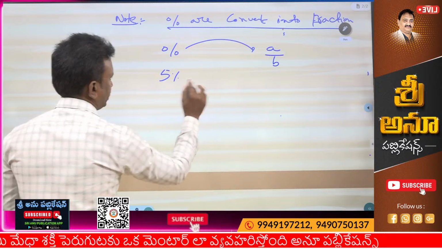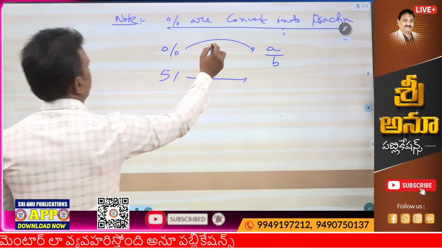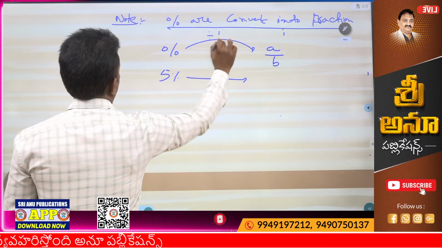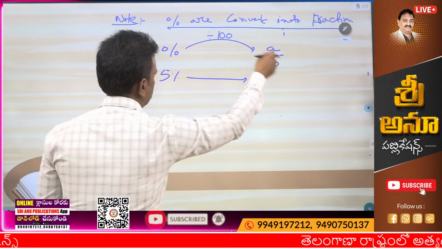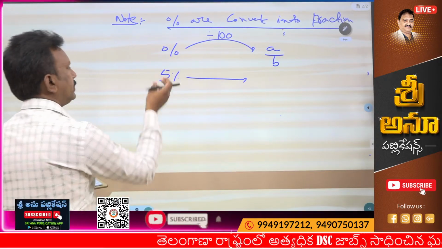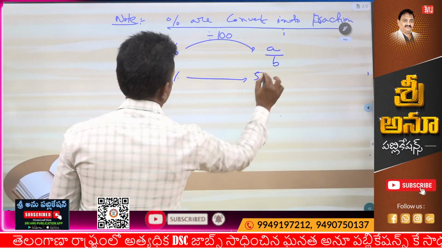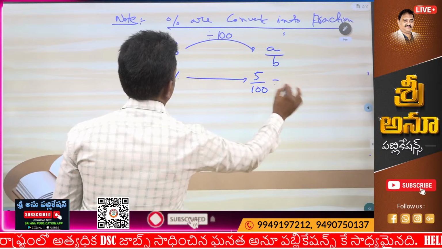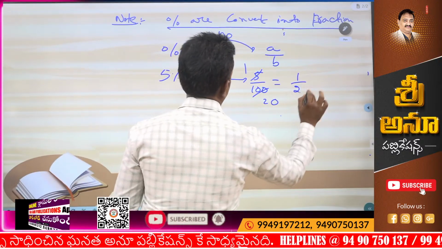What is the fraction of 5%? We are following divided by 100. In case of percentages converted into fractions, we always follow the given number by 100. So, for example, 5% converted into a fraction is 5 by 100. This is equal to 5 ones are 5, 5 twenties are 100. It is equal to 1 by 20.